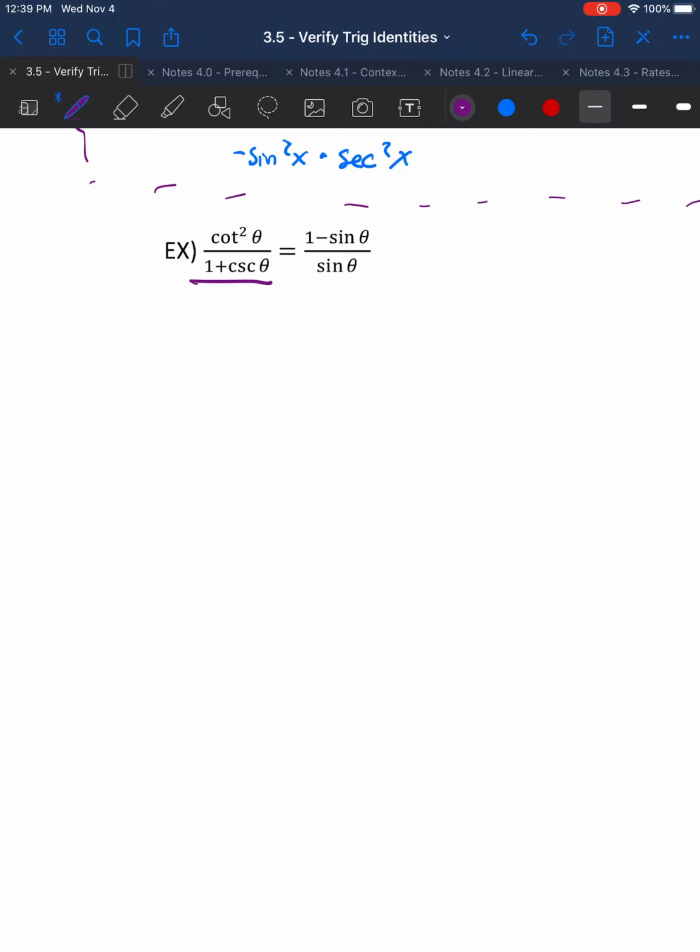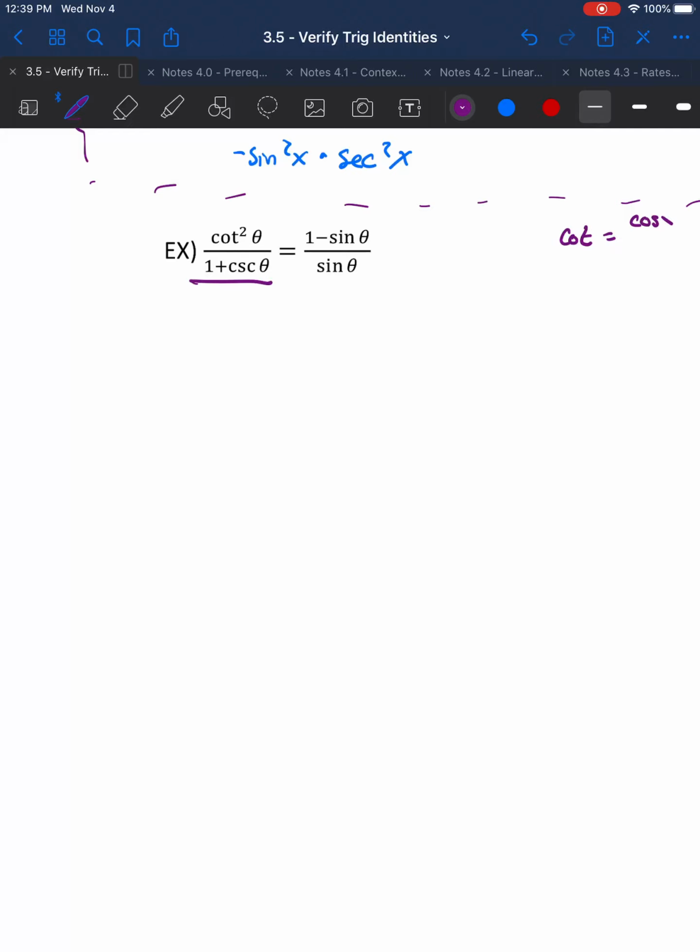Okay. Notice my answer has all sine in it. So that's the first thing I'm going to do: I'm going to take cotangent and turn it into a different identity that maybe has a sine, and same with cosecant. Yes, I'm going to make this look uglier first before I make it look better.